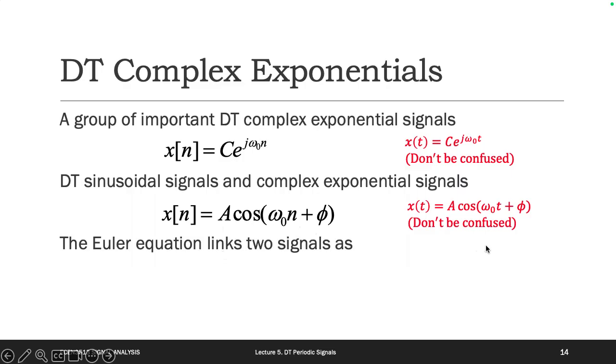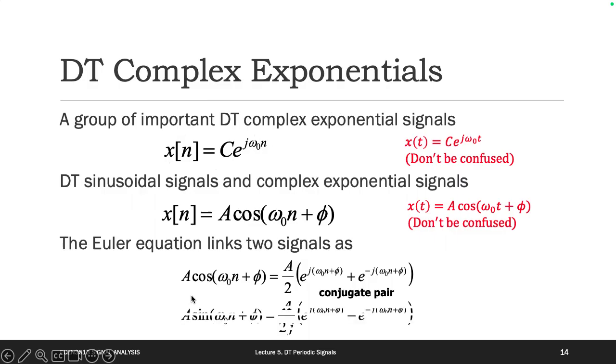And the Euler equation links these two signals, this one and this one, using this equation and this equation. It's similar to CT. You can see this is just the Euler equations. If you use the Euler equations, you can easily find this part will equal this part, and this part will equal this other part. But just pay attention: here all are n, not t. It's just for the DT signals. Any questions so far?